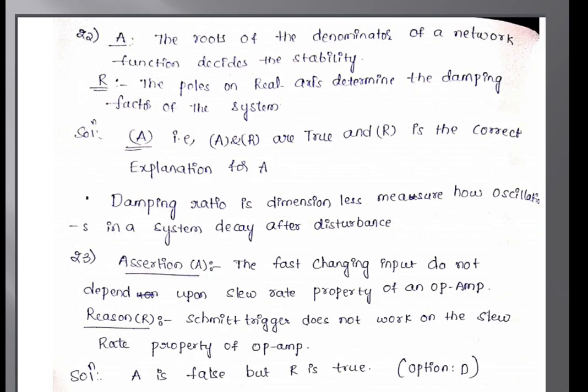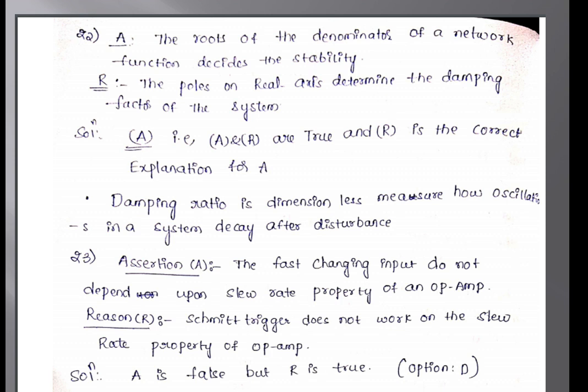So the next question is the roots of a denominator of a network function decides the stability. And the reason is the poles on the real axis determine the damping factor of the system. So here depending on the poles, if the poles lie on the left hand side, then the system is said to be stable. If the poles lie on the right hand side, then the system is said to be unstable. So the roots of the denominator of any equation indicates the poles of the system. So the assertion is true.